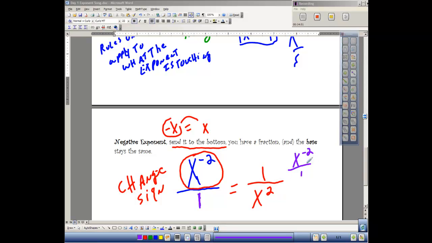In other words, this is going to come down. It's going to be 1 over x squared. And that's what you do. We'll put all these different rules together so you can see that most of the time there's more than one rule operating at the same time whenever you're dealing with exponents, and we'll talk about that later. And that is it.